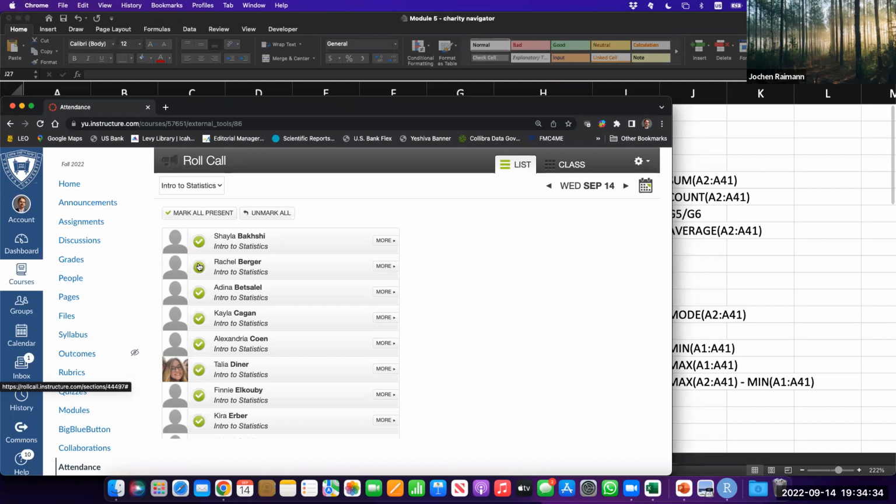Where should I open it? Do you have Excel installed? I have it on Google, like Office 365. Then you need to upload it into your OneDrive. So I should just download the Excel. Download it from Canvas and upload it to your OneDrive. Can you open your YU Office 365?